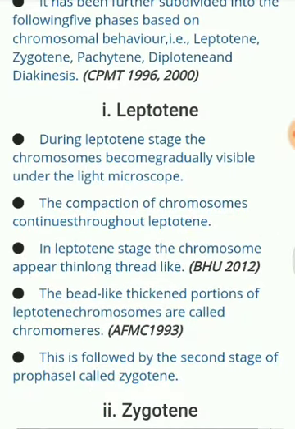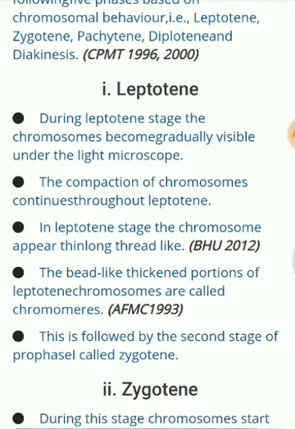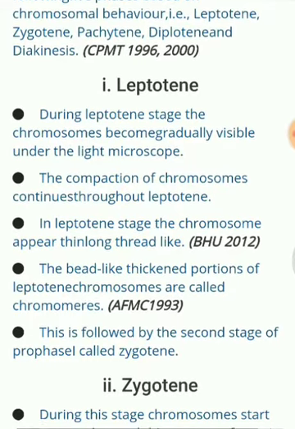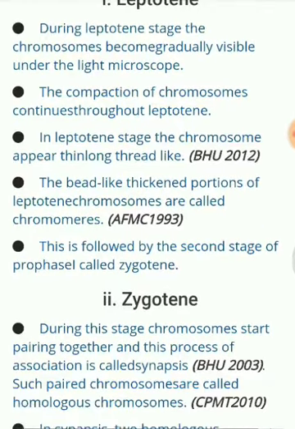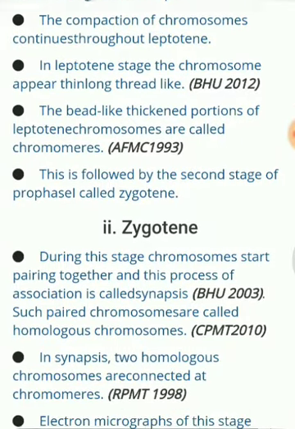Leptotene. During the leptotene stage, the chromosomes become gradually visible under the light microscope. The compaction of the chromosomes continues throughout leptotene. In the leptotene stage, the chromosomes appear thin, long, and thread-like. The bead-like thickened portions of the leptotene chromosomes are called chromomeres. This is followed by the second stage of prophase 1 called zygotene.